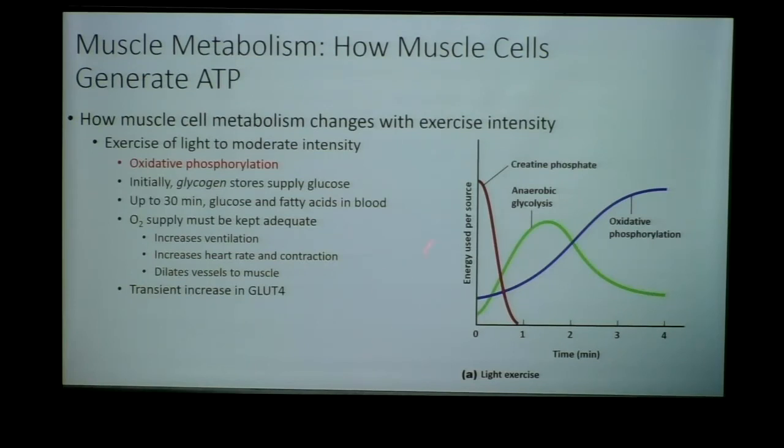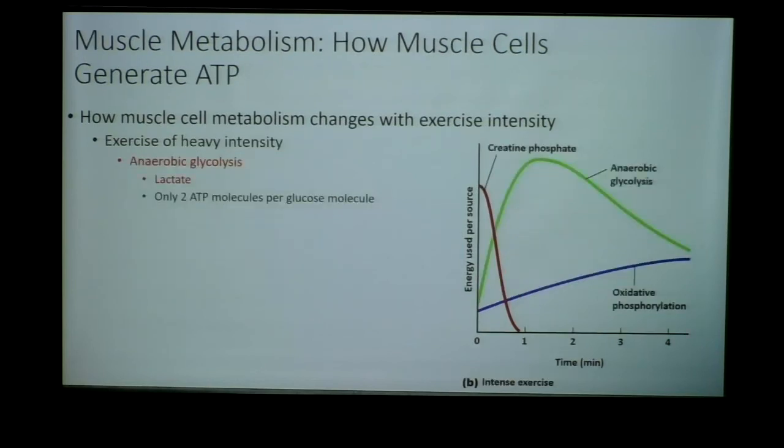Just to reiterate, we start off with that transient source, creatine phosphate, while these two get warmed up. Then we shift for about 30 minutes, sometimes even an hour, to anaerobic glycolysis very briefly, and then we move over to oxidative phosphorylation, and we can sustain that. Okay, let's move on to heavy intensity exercise.